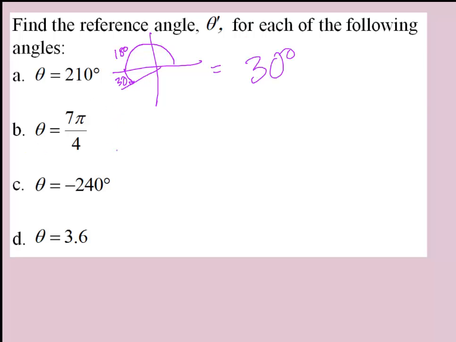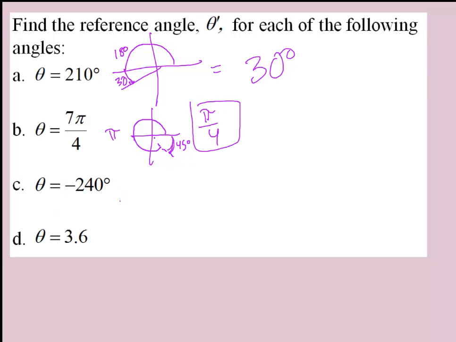For 7 pi over 4. The easiest way is just to recognize where that is on a unit circle. 180 degrees is the same thing as pi. 7 pi over 4 will not be at pi, it's farther than that. It'll actually be halfway between 3/4 pi and 2 pi, so it's going to be right here. If it's halfway, what you're left with is 45 degrees, or if we keep it in radians, that is pi over 4. So that is our reference angle.